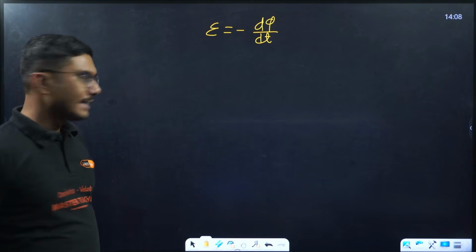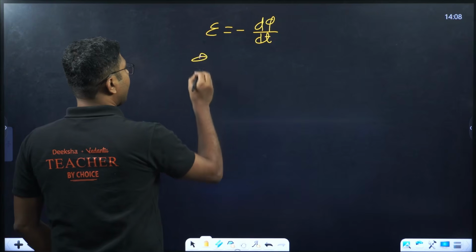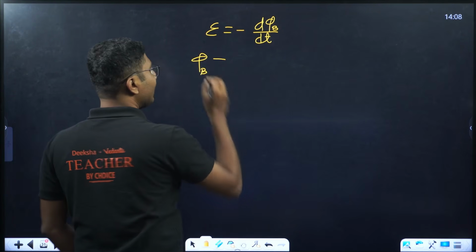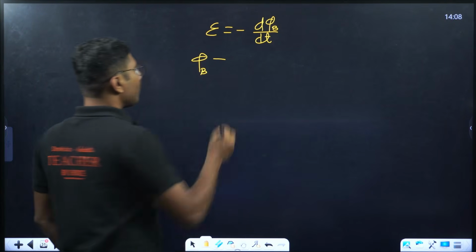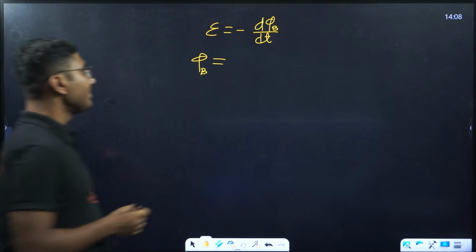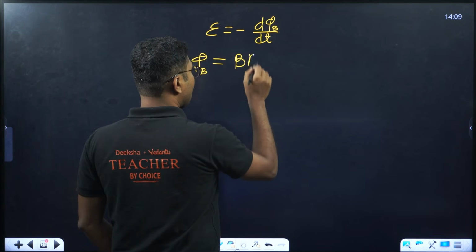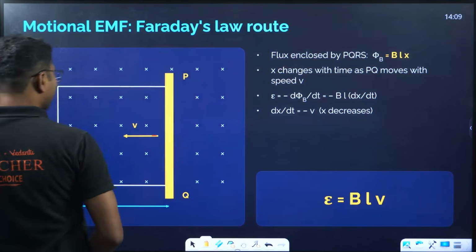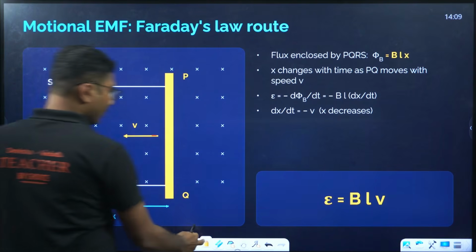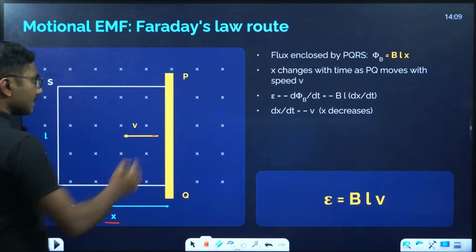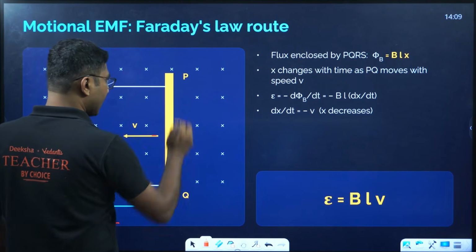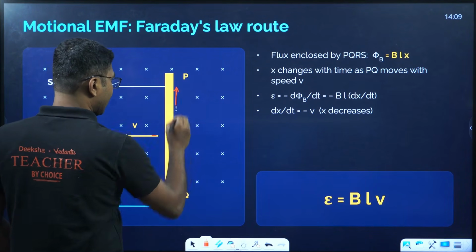Now what is phi? Phi is magnetic flux, which is given by, let me write, phi b, because generally for electric flux we use normal phi, and for magnetic flux we use phi b. So what is phi b? Phi b is magnetic field into area. Now what is this area? The distance at some time t is x. Suppose the length of this wire which is falling inside this is given by, say, L.